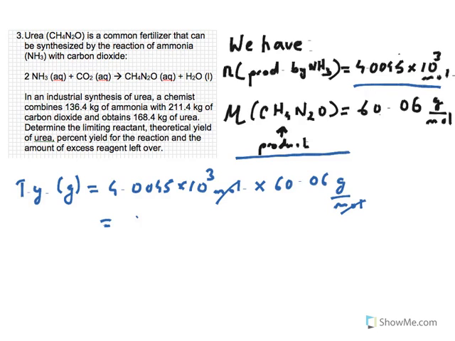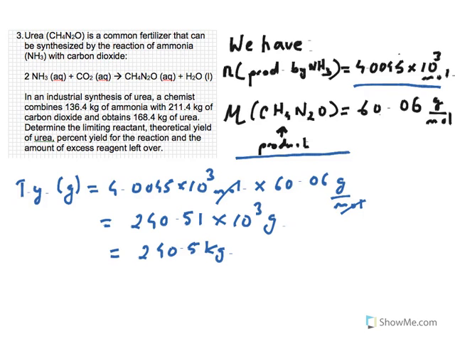We end up with 240.51 times 10 to the power 3 grams. Now, since we have our product in the question in kilograms, we can convert this back into kilograms by simply taking out the 10 to the power 3, which is basically what makes the mass in grams. So we will have 240.51 kilograms as our theoretical yield.